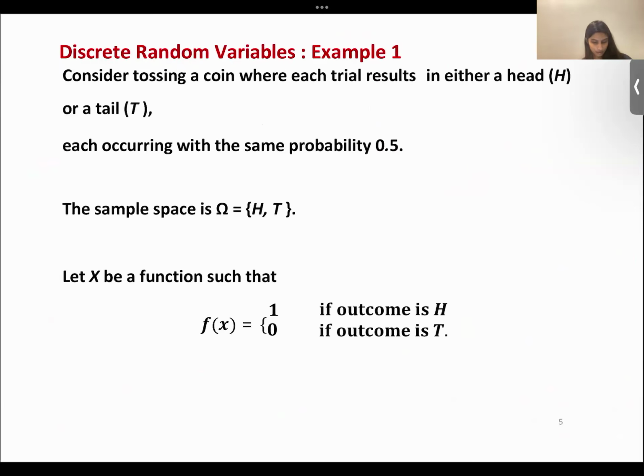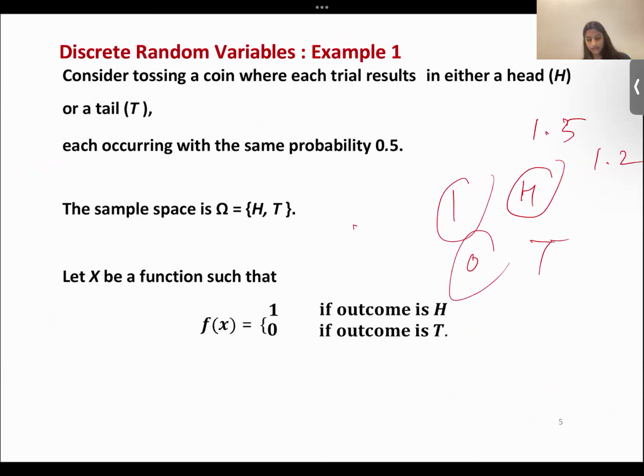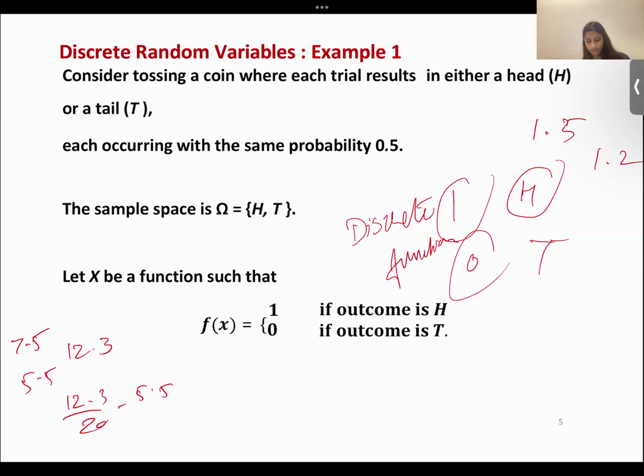Okay, let's just quickly go through this example. You denote this experiment of tossing a coin: getting a head is 1, getting a tail is 0. So this cannot be anything like 1.5 or 1.2, and that's why this is called a discrete function. In our previous example, you can also calculate your waiting time for 7.5 minutes, 5.5 minutes, 12.3 minutes. You could just apply 12.3/20 minus 5.5/20. So that was a continuous function. This is the discrete one.